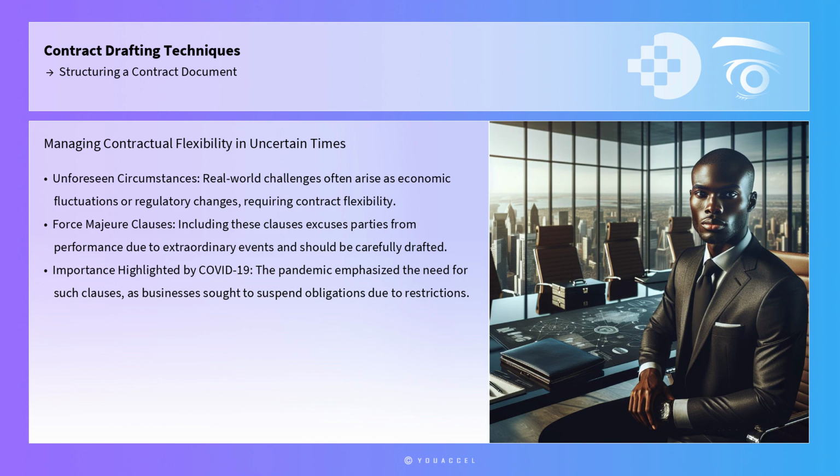In practice, real-world challenges often arise in the form of unforeseen circumstances, such as economic fluctuations or changes in regulatory environments. Contracts must be flexible enough to accommodate such changes without compromising the parties' interests. Including force majeure clauses, which excuse parties from performance due to extraordinary events, is a common strategy. These clauses should be carefully drafted to specify what constitutes a force majeure event and the procedures for invoking it. The COVID-19 pandemic highlighted the importance of such clauses, as many businesses sought to suspend contractual obligations due to government-imposed restrictions.